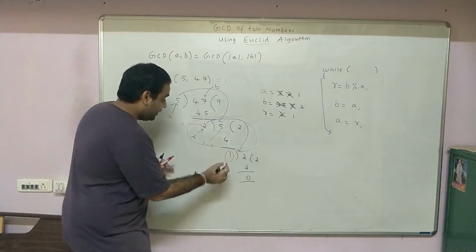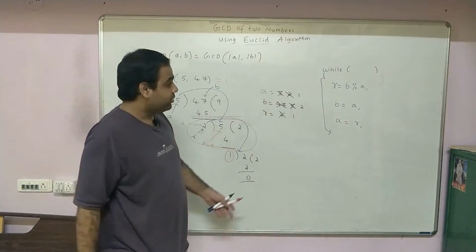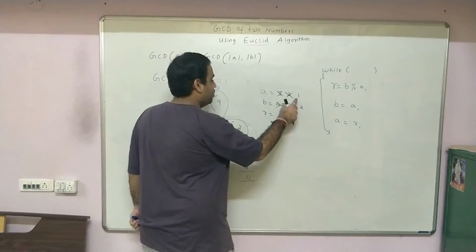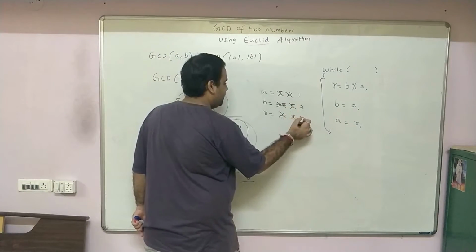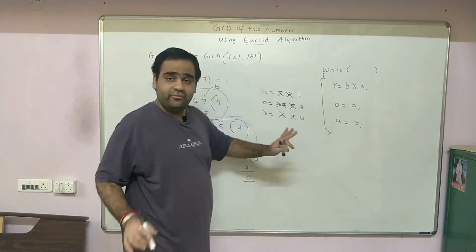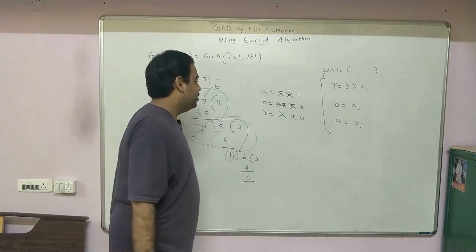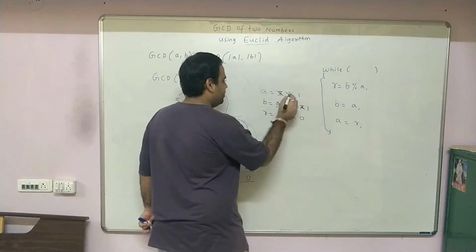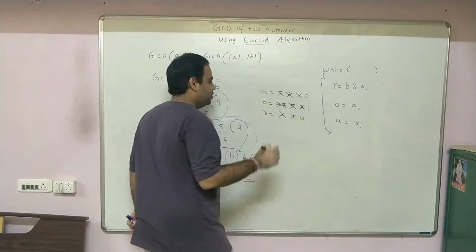Now still the remainder is not 0. I have to continue the procedure. Assume that the condition is true. R is B modulo A. 2 modulo 1 is 0. Therefore R becomes 0. Now you have to do these two steps because we are in loop. We have not broken from the loop. B gets the value of A which is 1 and A gets the value of R which is 0.